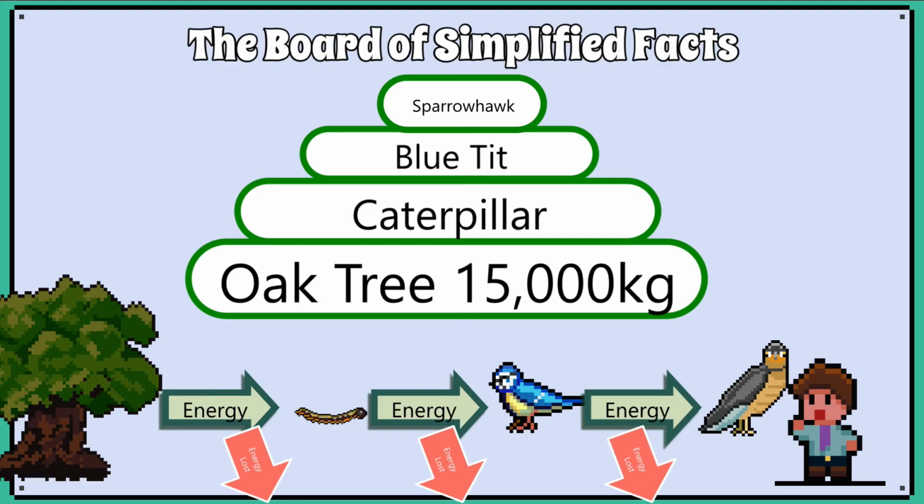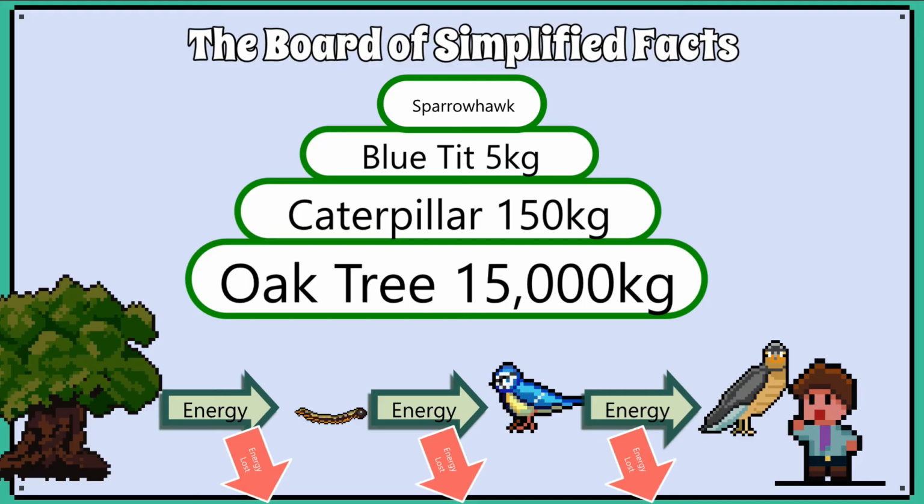The caterpillar, the primary consumer, in this case, is 150 kilograms worth of biomass. Obviously, this is thousands of individual caterpillars. The blue tits that consume the caterpillars have a total biomass of 5 kilograms. This again is quite a few individual blue tits. And finally, at the top of the food chain is the sparrowhawk, and that has a total biomass of 1 kilogram. And this won't be that many individual sparrowhawks.